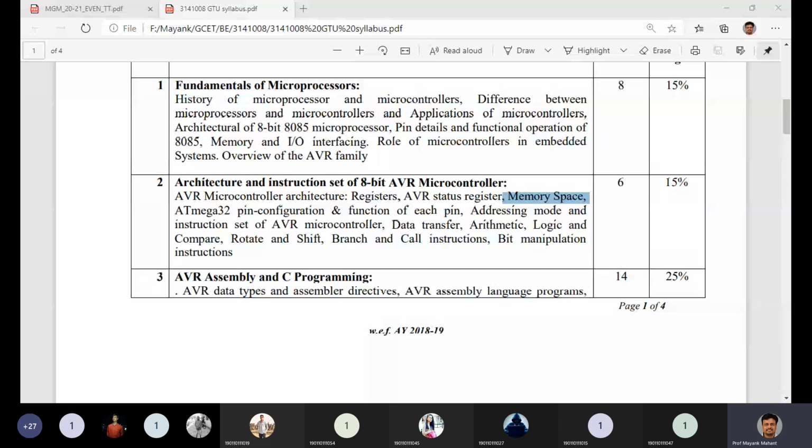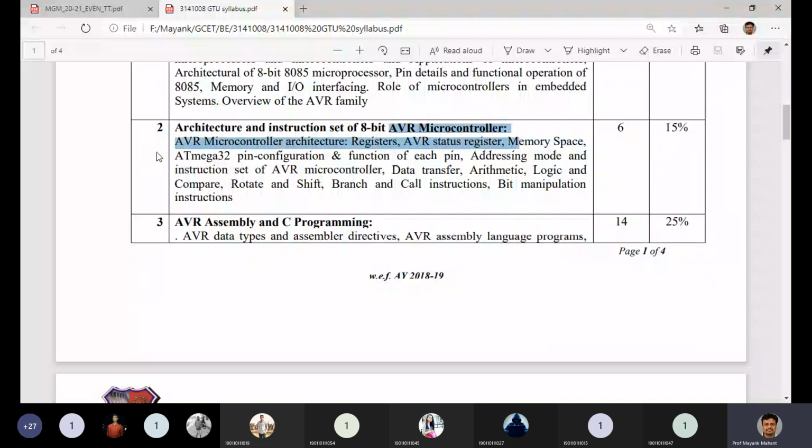We will be looking into the memory space and how that memory is organized. Suppose I want to store the program, then from which location I need to start storing it, all that can be seen with the help of memory space. Now, the AVR microcontroller: ATmega32 is an AVR family member and it is very popular, so we would be studying ATmega32. ATmega32 means it has 32 kilobytes of flash memory.